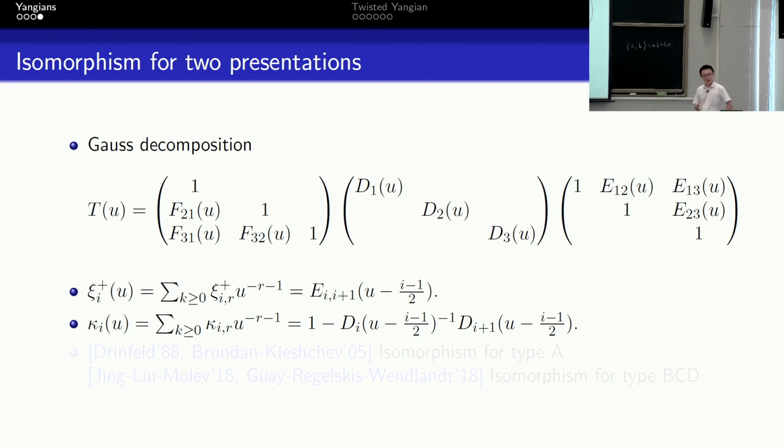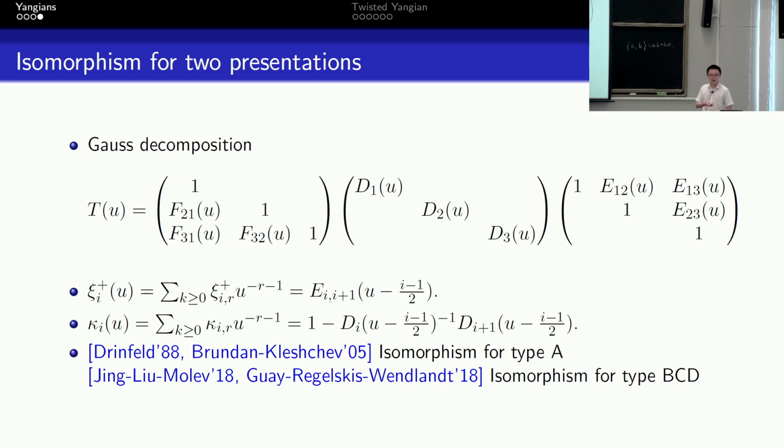Now, once you identify the generators, you have a map from the Drinfeld presentation to the one defined by the R-matrix presentation, and then you verify the defining relations are satisfied. This is just an example, but you can do it in general. In this way you can verify you have an algebra homomorphism, and it is an isomorphism because you have a PBW basis.